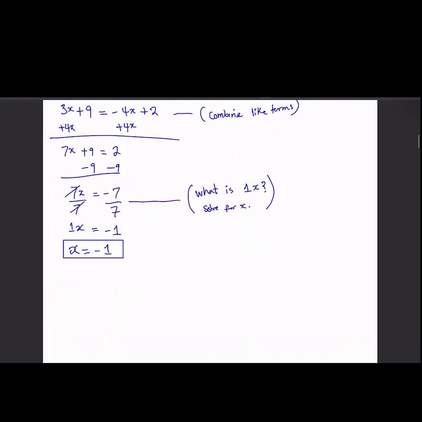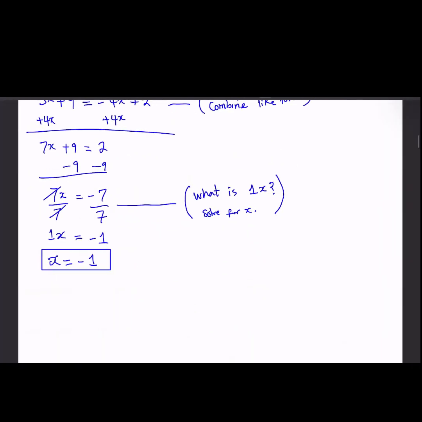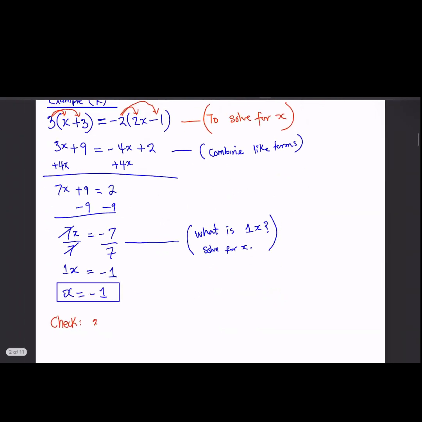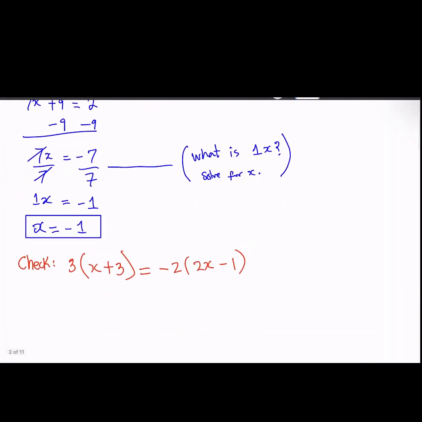So if you get x is equal to negative 1, we need to check it. Part of the skill set you need to have is how to check it. By checking, you're substituting into the original equation, which is 3 times x plus 3 is equal to minus 2 times 2x minus 1. Simply plug in x equal negative 1. So we put x equal negative 1 and get 3 times negative 1 plus 3.